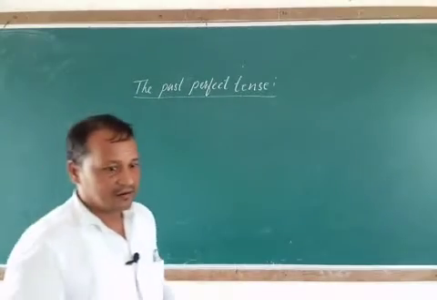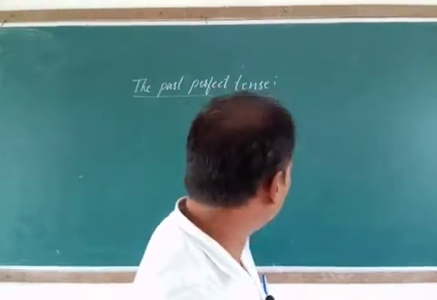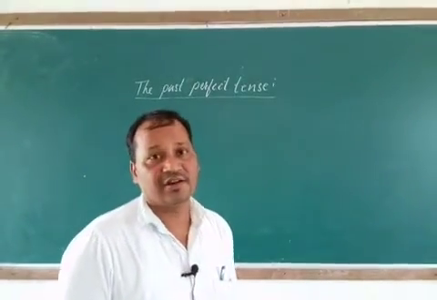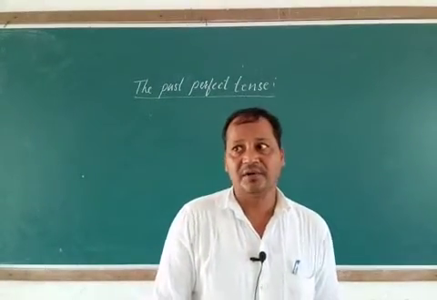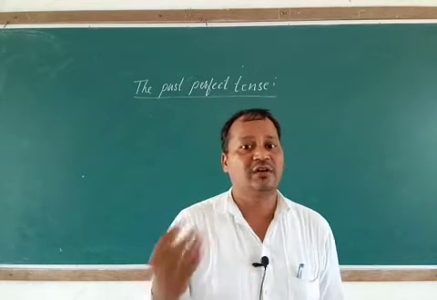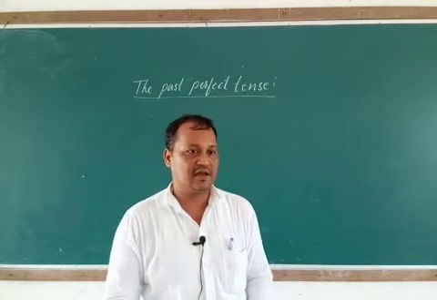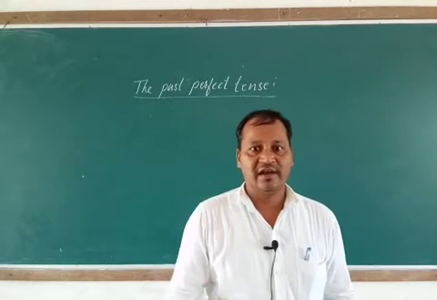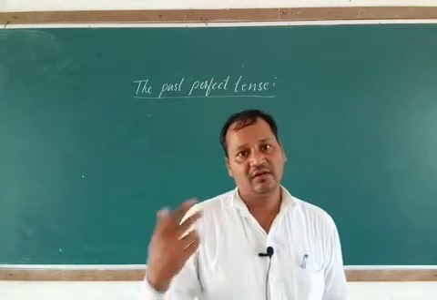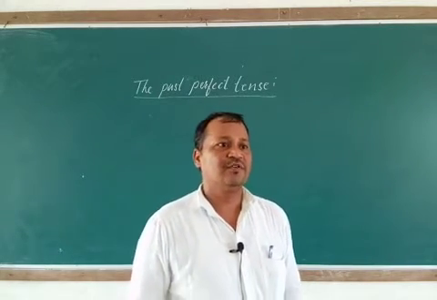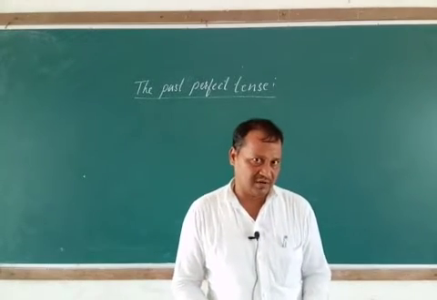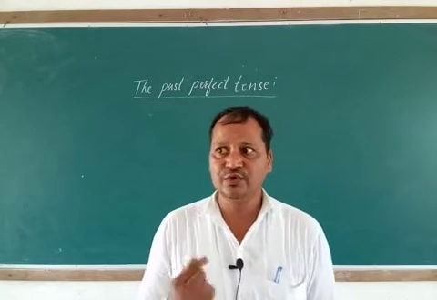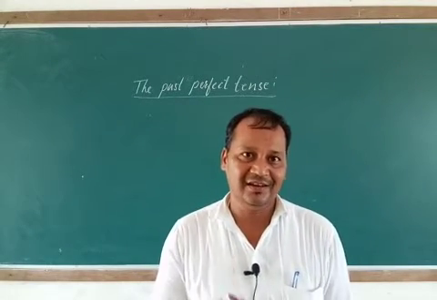So let's see the first use. This tense is used to talk of an action that had happened earlier before another action. Means there would be two actions in the past. In case there are two actions in the past, one action had happened before the second one. So for the first action that had happened earlier in the past, we use past perfect tense. So you can say that it is used for past in the past.